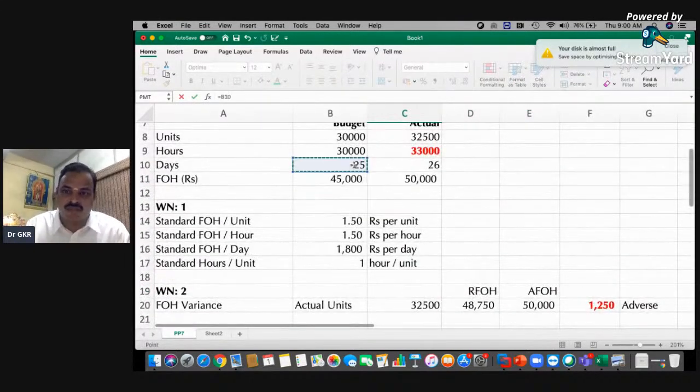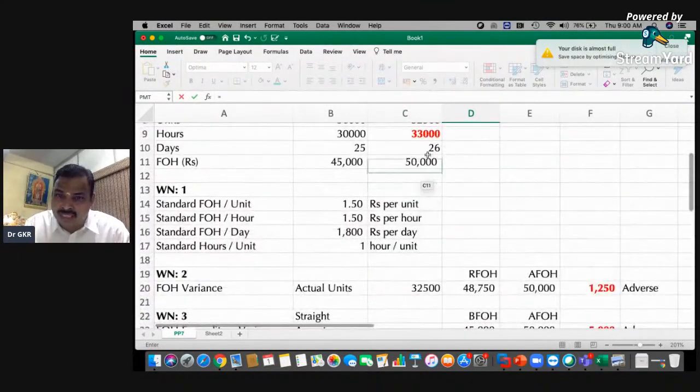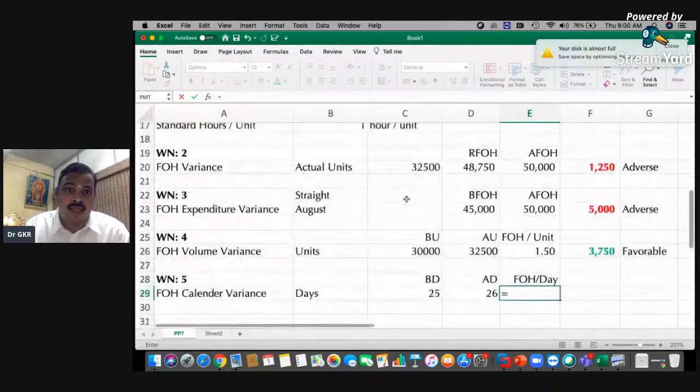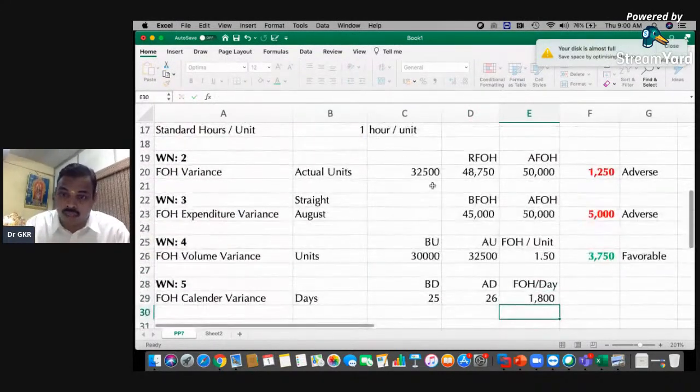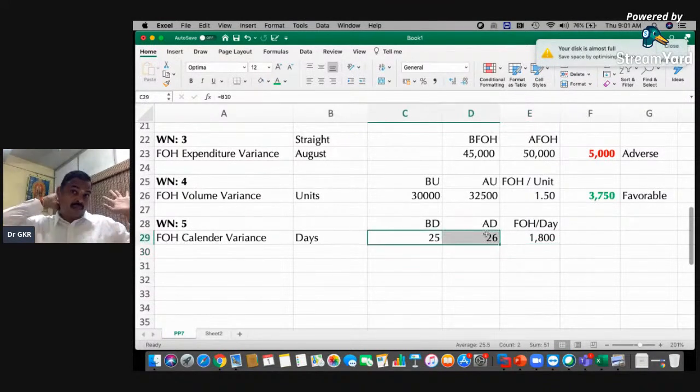What is your budgeted days, guys? Budgeted days is actually 25 days. But you have worked 26 days. You must only see the days. And what is your fixed overhead per day? Fixed overhead per day 1800. Now, don't see the volume. That volume I am going to see separately. That is capacity, that is efficiency.